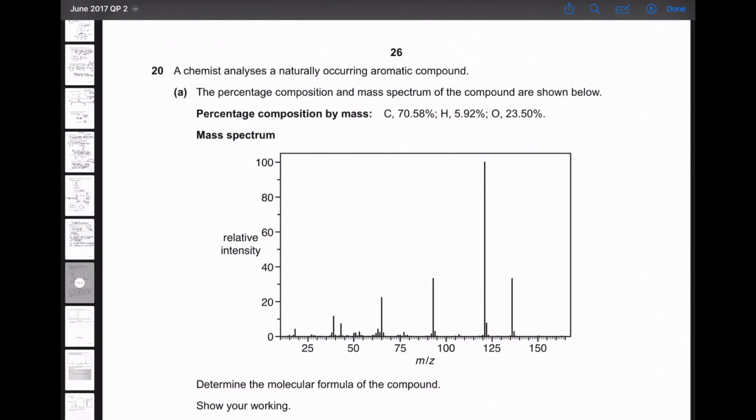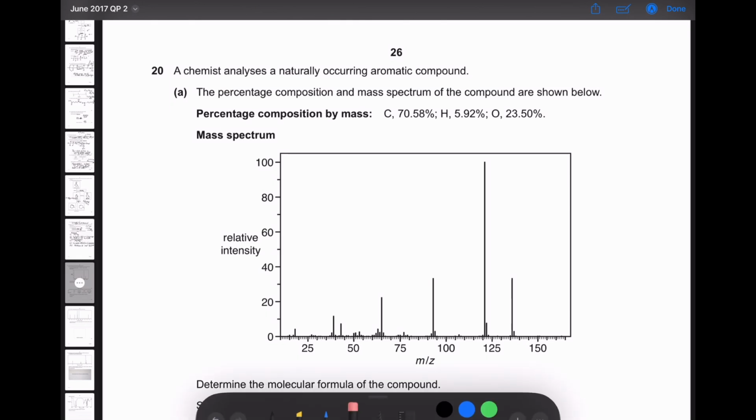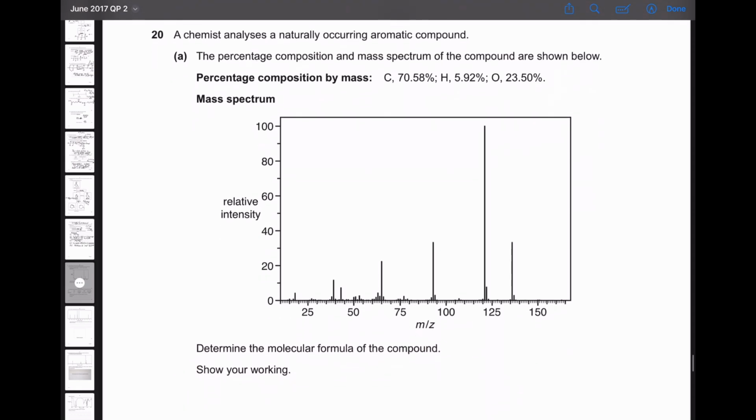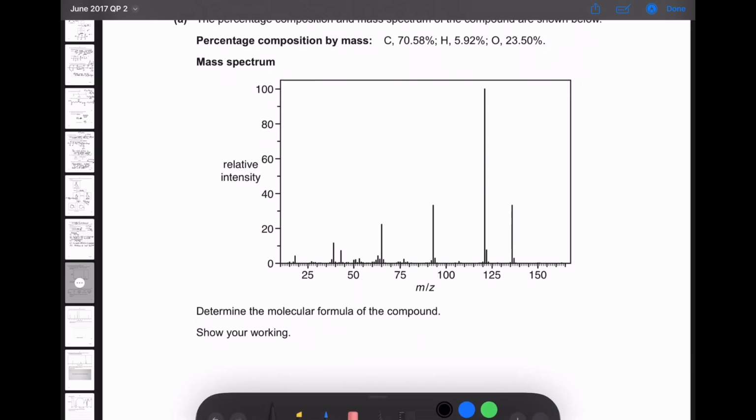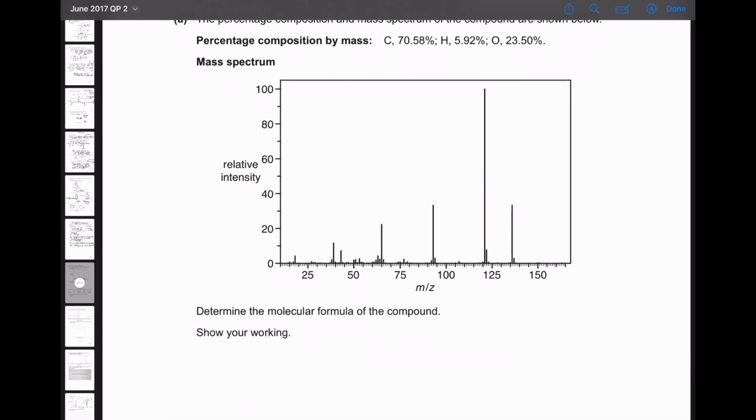A chemist analyses a naturally occurring aromatic compound. The percentage composition and mass spectrum of the compound are shown below. Percentage composition by mass: carbon 70.58%, hydrogen 5.92%, and oxygen 23.5%. And this is our mass spectrum. Determine the molecular formula of the compound.